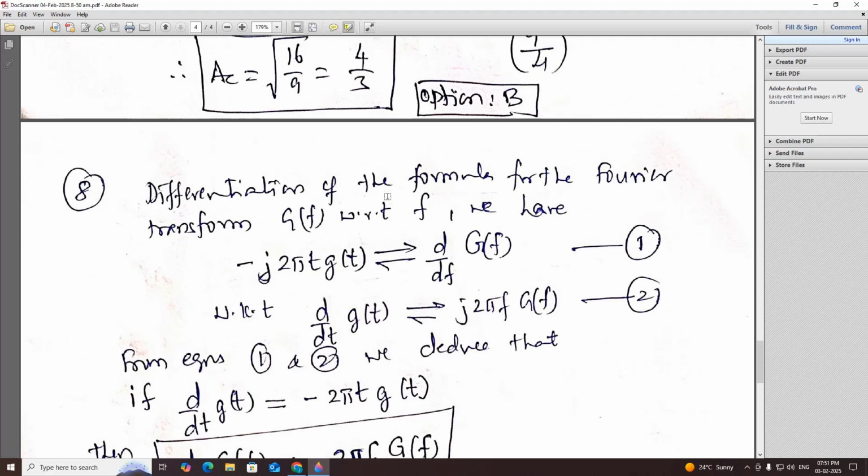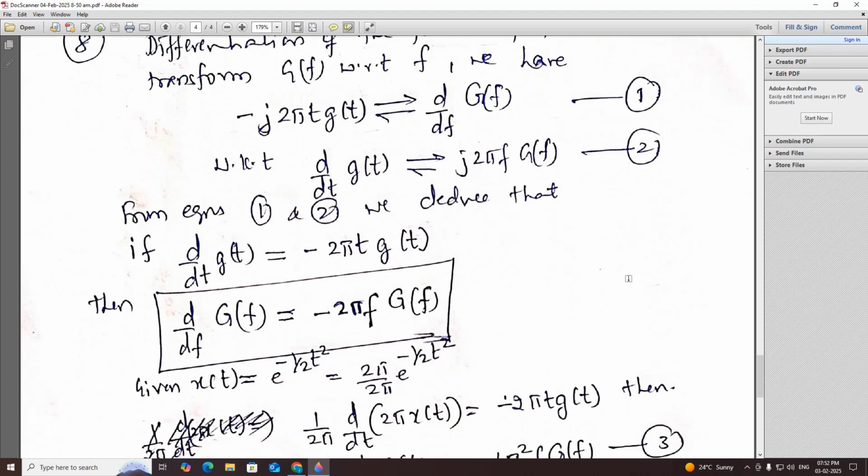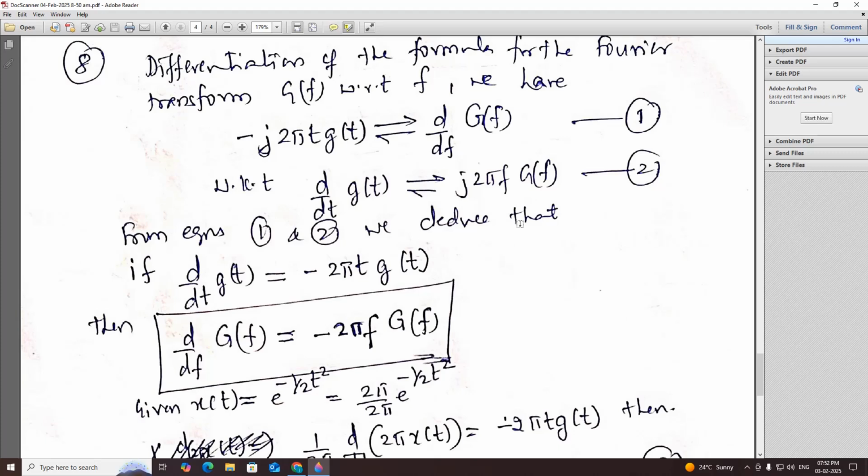Differentiating the formula for the Fourier transform G of f with respect to f, we have minus j 2 pi t g of t as a Fourier transform pair. This is the differentiation of G of f with respect to f, equation 1. And we also know that the differentiation of this g of t is again a Fourier transform pair, j 2 pi f G of f, equation 2. This is by the differentiation property of Fourier transform.